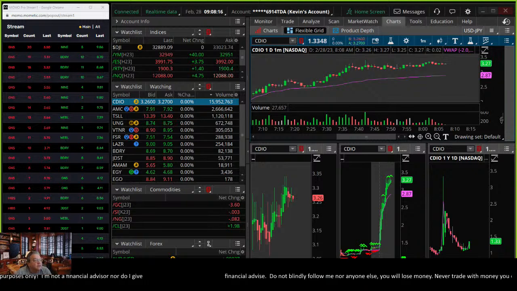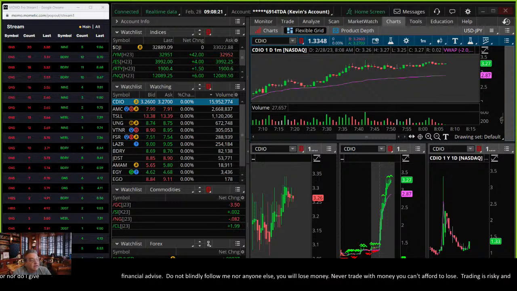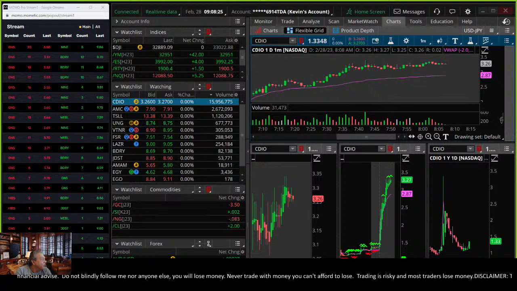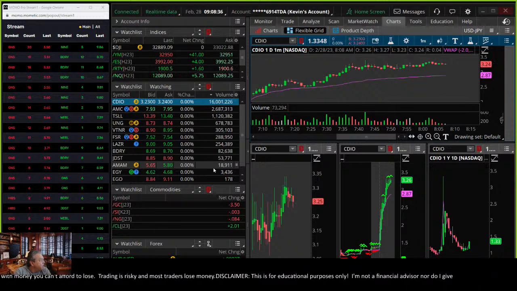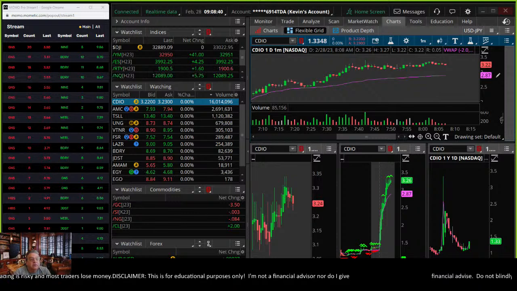Okay, there's a very tight spread between the bid and the ask. I like that. One of the things you want to watch out for when you're trading is to make sure that the spread between the bid and the ask is not too much. So we're only looking at, what, a penny difference? All right, CDIO.